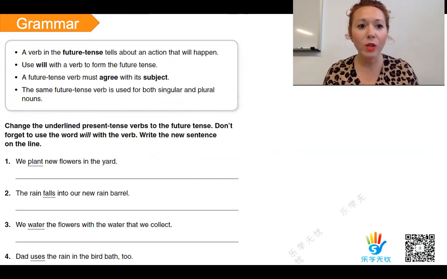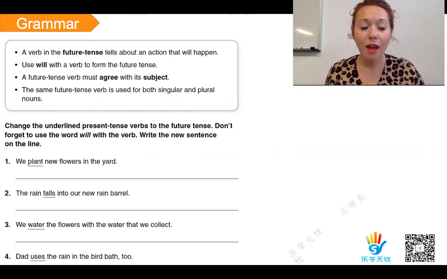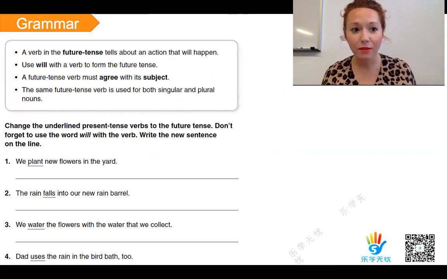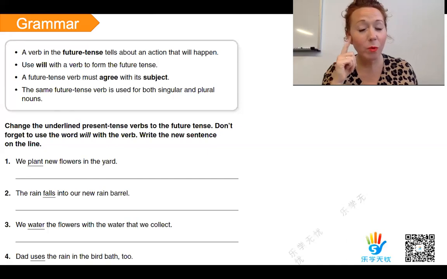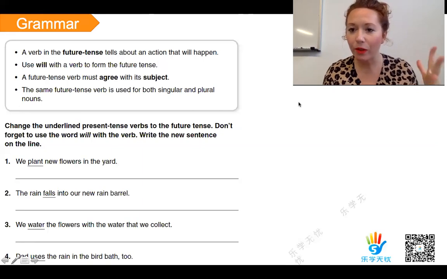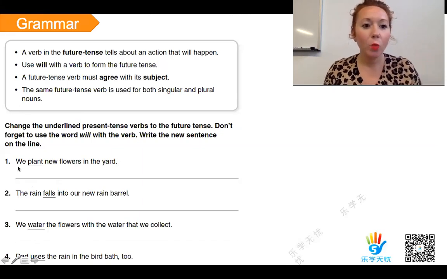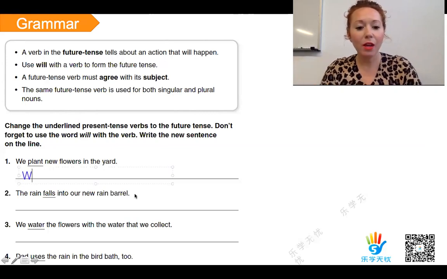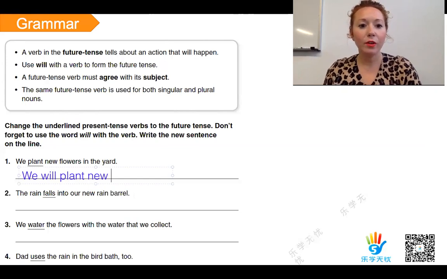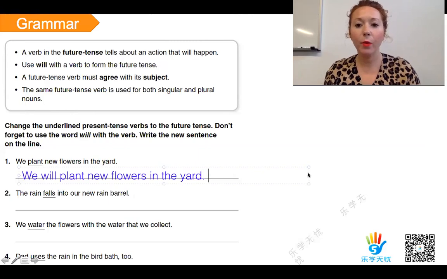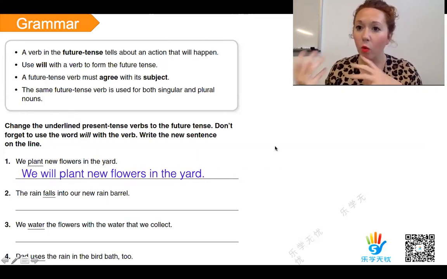Now, what we're going to do is change the underlined present tense verb and make it future tense. So we don't forget, we need to use the word will, okay? For example, it looks something like this. We plant new flowers in the yard. Well, if we change this to the future, we say, we will plant new flowers in the yard, okay? We just have to add will.